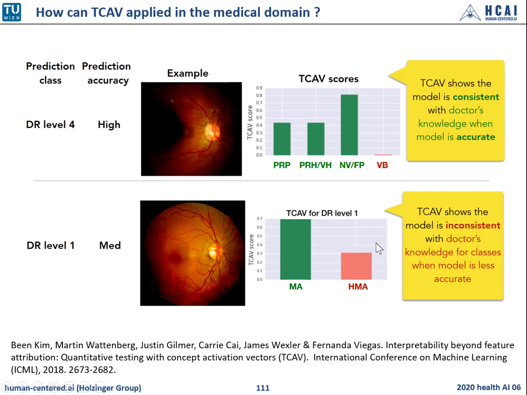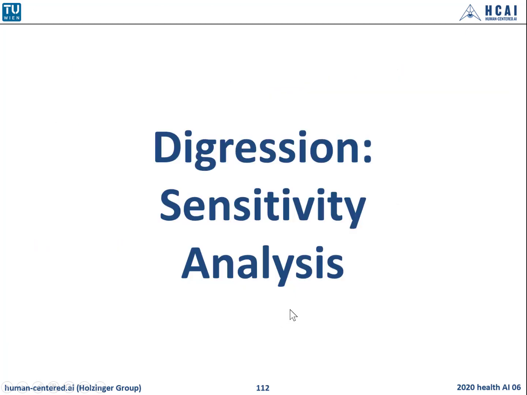And how can TCAV be applied in the medical domain? Here a good example from retinopathology. Green is where the domain experts label that concepts belong to the level, and red is where the domain experts label that concepts do not belong to the level. This is a real-world example and shows that the model is inconsistent with doctors' knowledge of classes when the model is less accurate, for example.